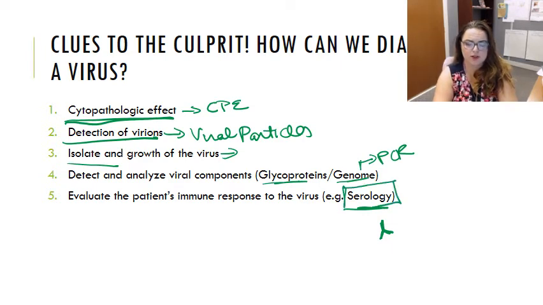Serology can be a useful tool, but as you'll learn when we study immunology, it doesn't always tell you the whole story. You need to look for changes in titer. And titer is the amount of antibodies present within a patient's serum.